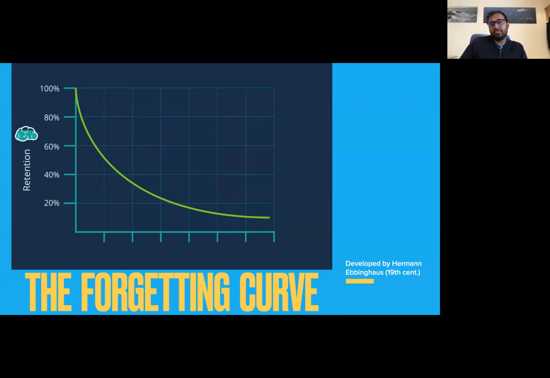This is the forgetting curve. It was developed in the 19th century by Hermann Ebbinghaus. And ever since it's been developed and tested and essentially proven correct by lots of psychologists, educators, and neuroscientists as well. And what we can see here is that when students learn something at the beginning, they're at 100%. That's probably your lesson. They're at 100% retention. That retention very, very quickly drops off to 80, 60, 40, 20, and finally it reaches around 10%.